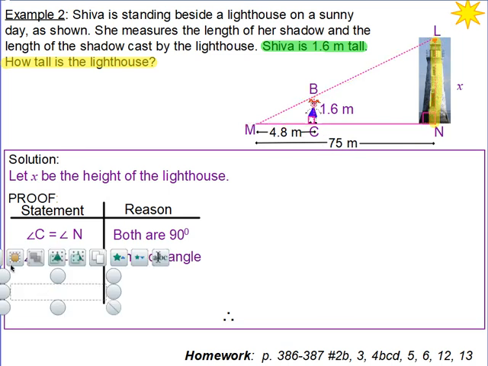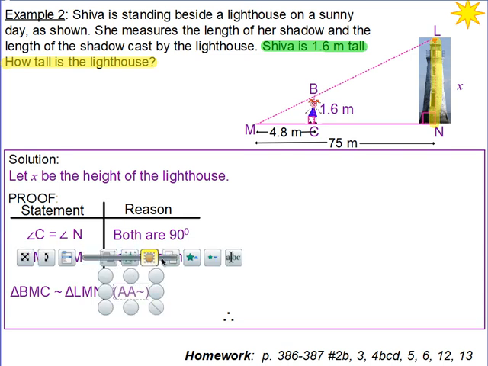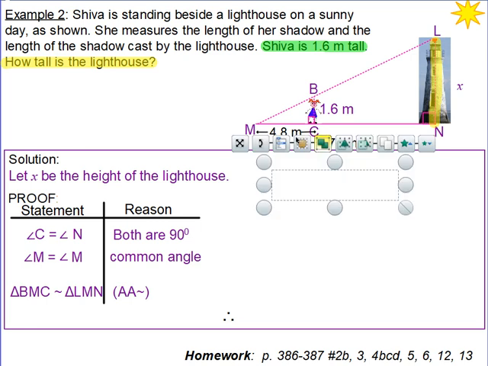So therefore, we can say triangle BMC is similar to triangle LMN, and the reason why they're similar is because of angle-angle similarity. So now that we've proved that these two triangles are similar, we know that there's some proportion between the side lengths. We know that because they're similar. So what we're going to do is set up our corresponding side length ratios.